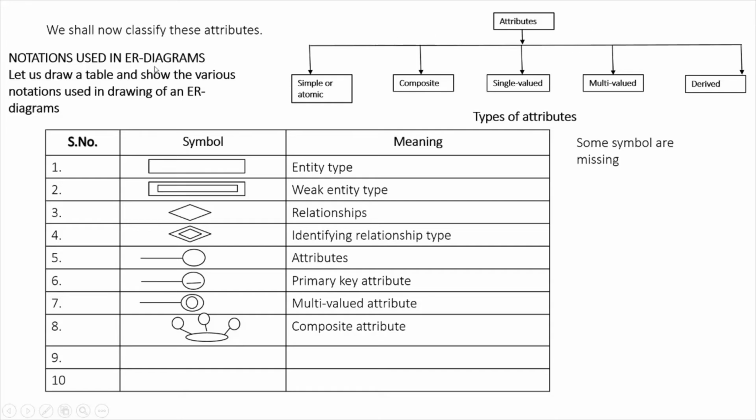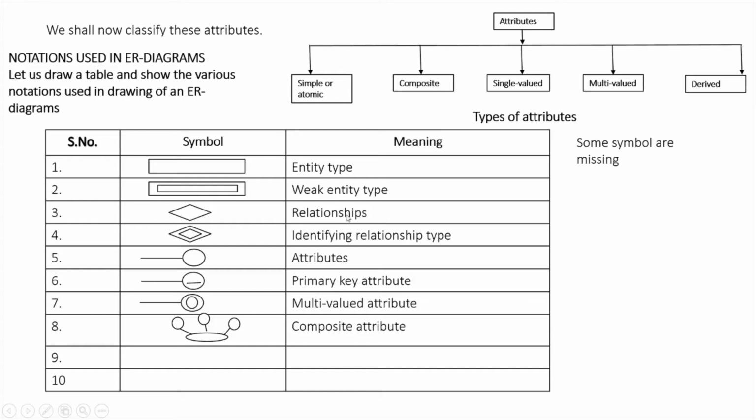As you can see, notations used in ER diagram. Let us draw a table and show the various notations used in drawing of an ER diagram. As you can see, entity type, weak entity, relationship, identifying relationship type, attributes, primary key attribute, multi-valued attribute, composite attribute. From the table, it is clear that entities are represented by a labeled rectangle, where label is the name of the entity.